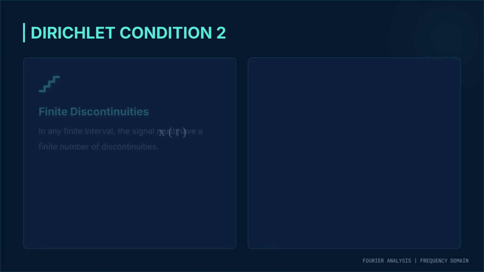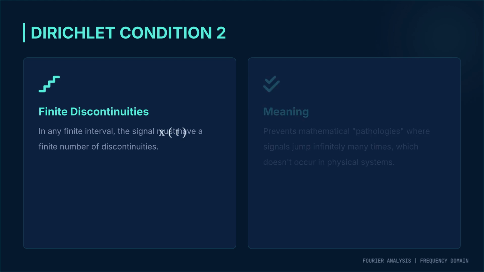Dirichlet condition 2 requires finite discontinuities. In any finite interval, the signal must have a finite number of discontinuities. This prevents mathematical pathologies where signals jump infinitely many times.